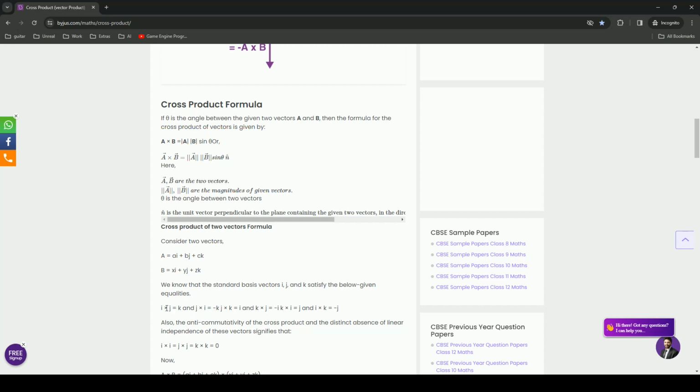Similarly, i to j, j to k will give you i, but k to j will give you minus i. Perfect. Next is k to i.